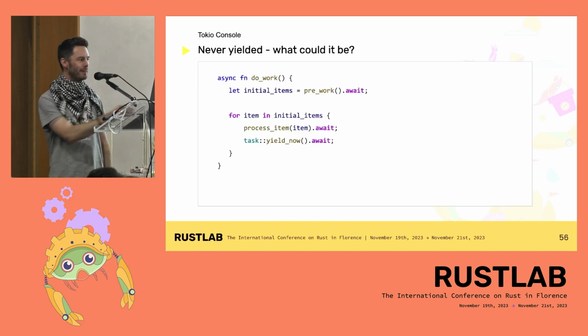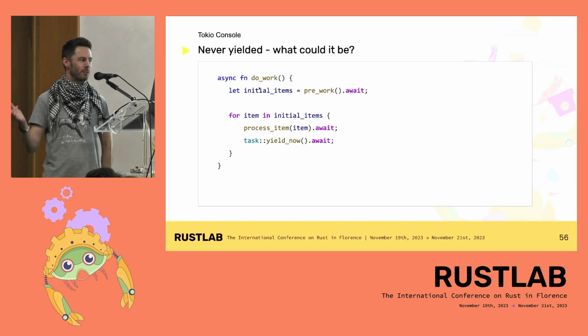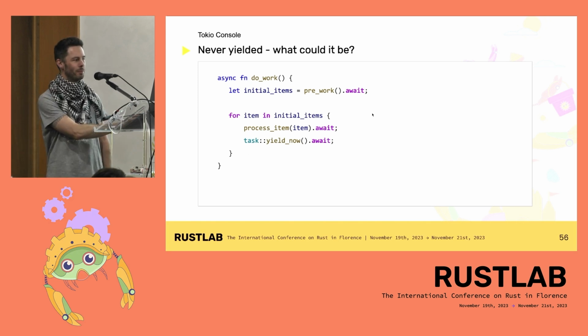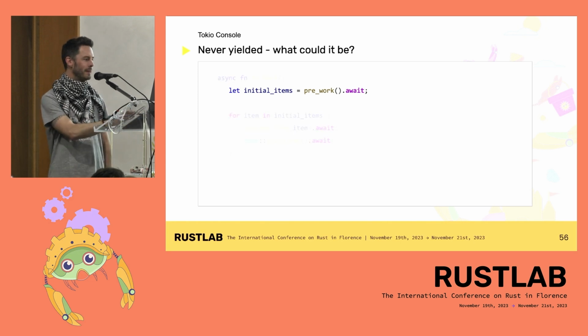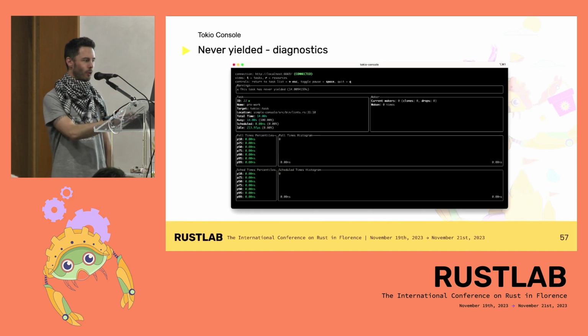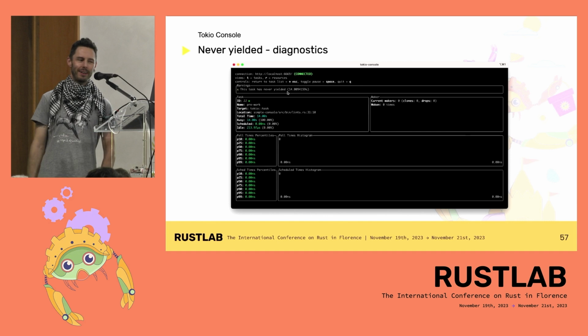What might happen here? Look, we have an async function. It's going to do some pre-work to get our initial items, and then it's going to process them. Lots of await points. We shouldn't have a problem. How long does this take, though? So if we go and look in Tokio Console, it's never yielded. It's been running for 14 seconds.